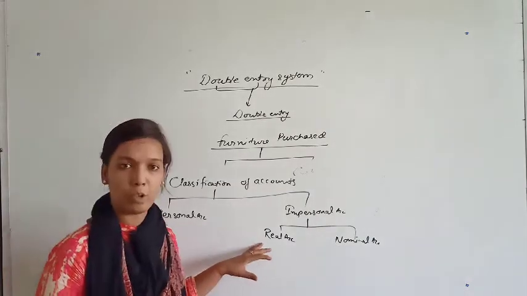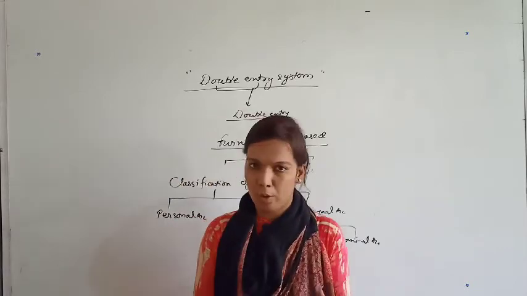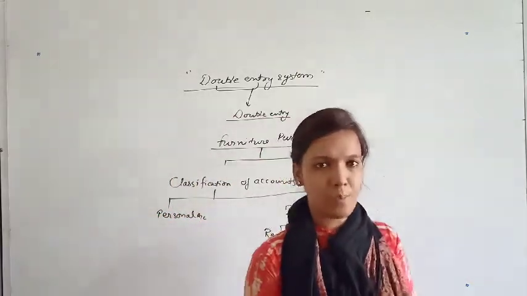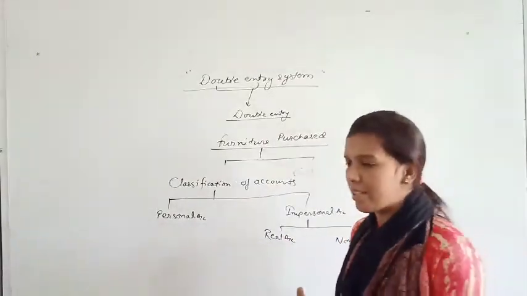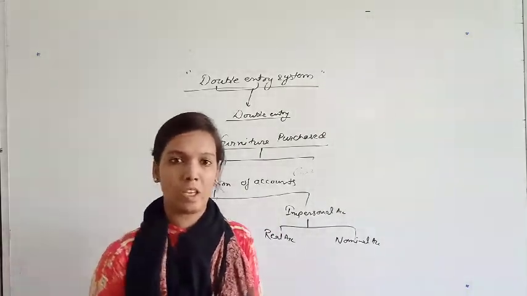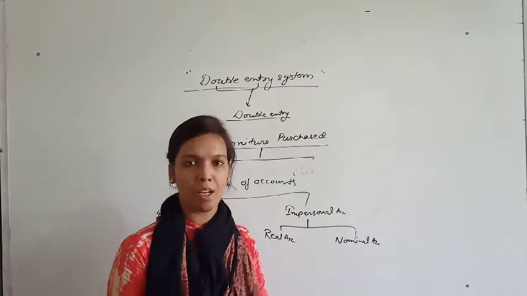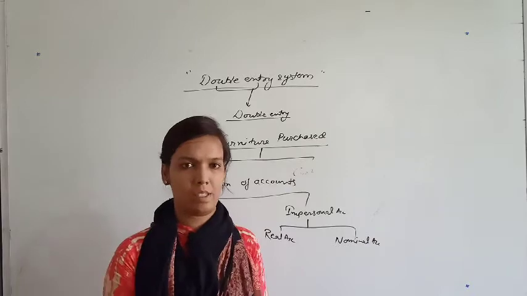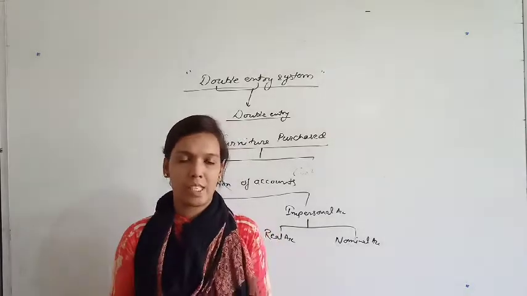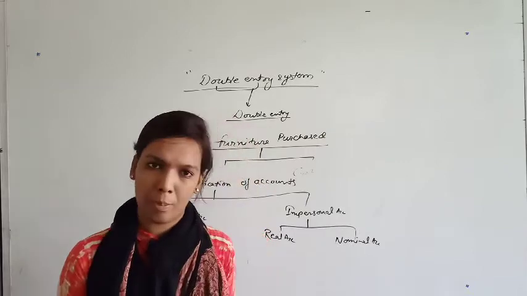Okay. Let's talk about the real account. Real account is related to all the assets. Everybody knows about assets, what is the meaning of asset. In assets, there are two types, current assets and fixed assets. Current assets are for a short time, fixed assets are for a long time. Like furniture, machinery, cash, stock, these all will be termed as real account. Nominal account: in nominal account, we will include all the incomes and expenses. Like there are some daily operation expenses in a business, like office expenses, stationery, salary, rent, commission. These all will be termed as nominal account.